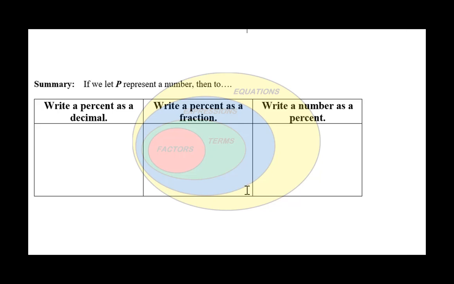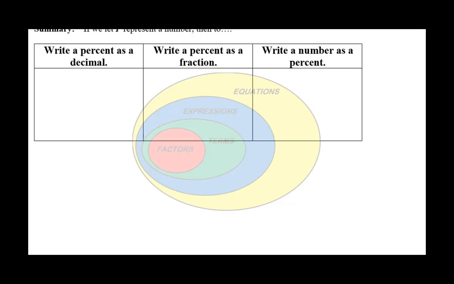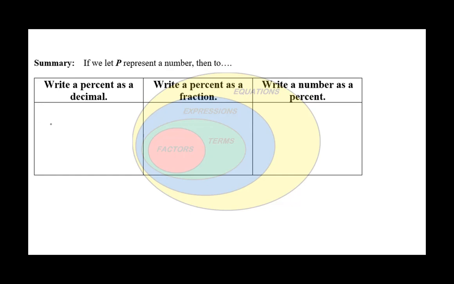So in general, if we want to kind of summarize what we do, if we let p represent a number, then to write a percent as a decimal, if we had p percent, then to write it as a decimal, we would just take p and multiply it by that factor of 0.01. And in a sense, it basically moves the decimal place to the left two places.